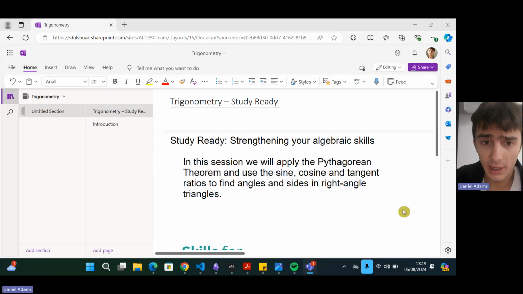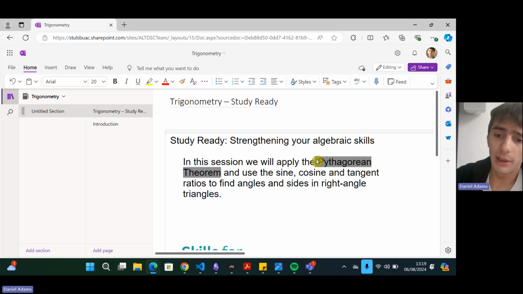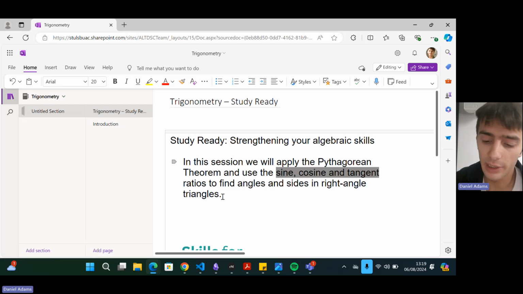The topic of today is trigonometry. So what we're going to see is we're going to be working with right-angled triangles, and we're going to see how to apply this theorem called the Pythagorean Theorem, how to use these functions called sine, cosine, and tangent to help us relate the angles of right-angled triangles to their sides.